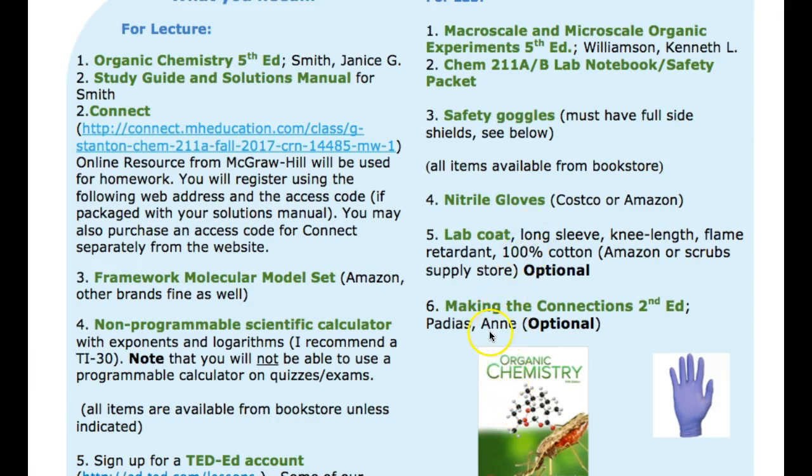Optional is Making the Connections by Padilla. I will post a few things from certain chapters of that book, but if you want to buy the book just to have it, I think it's a really good resource for lab.